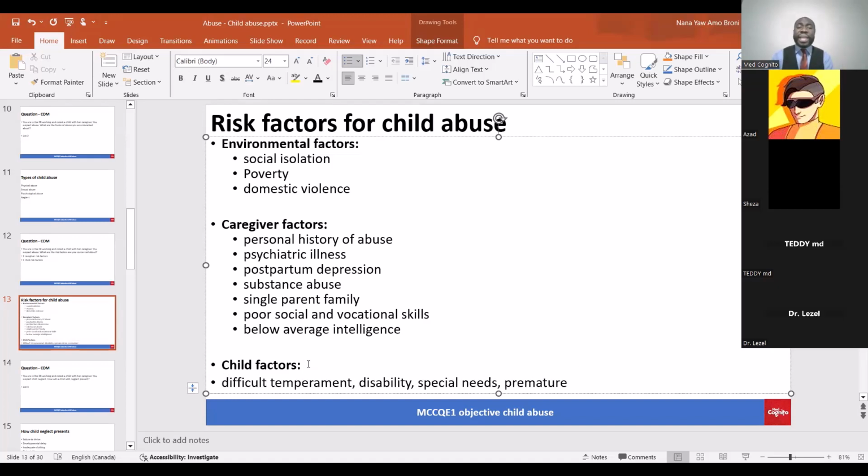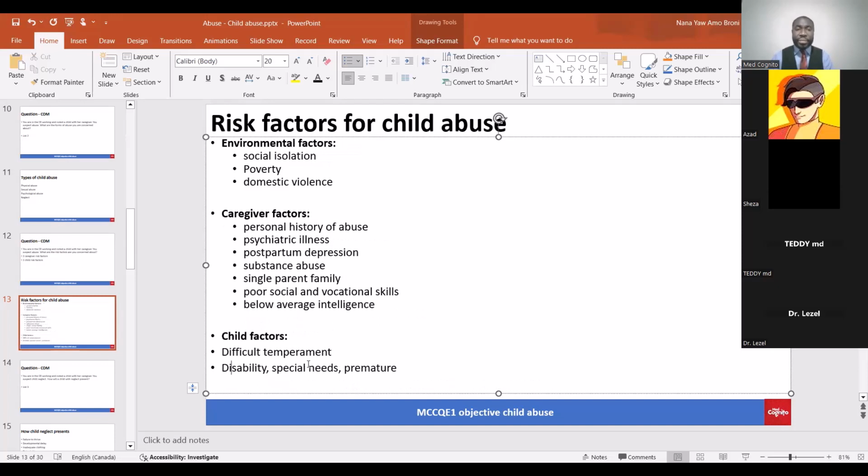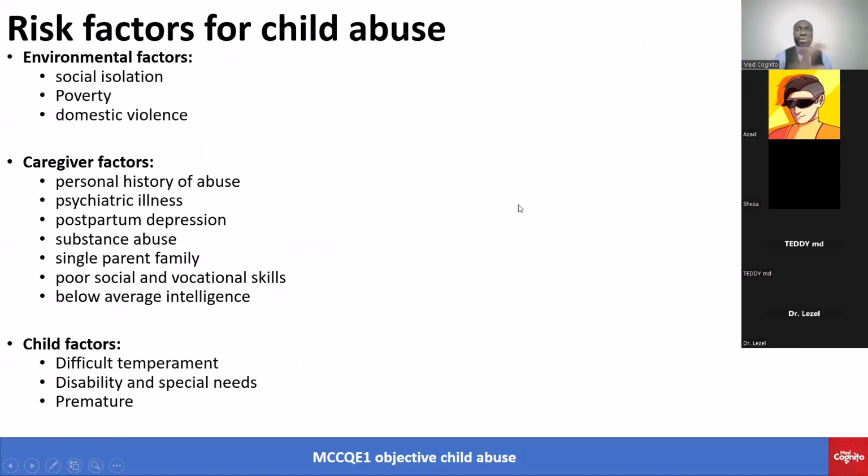And when it comes to the child: a child with a difficult temperament, a child with disability and special needs, a premature child as well. I think Dr. Nandini wrote prematurity. So these are also risk factors in the child which will predispose the child to abuse. Doctors, are we all on the same page? Can I move on to the next one? So we've learned the types of abuse. We are learning the risk factors, and we learned that there are environmental risk factors, caregiver risk factors, and child risk factors for abuse. You get it very well.